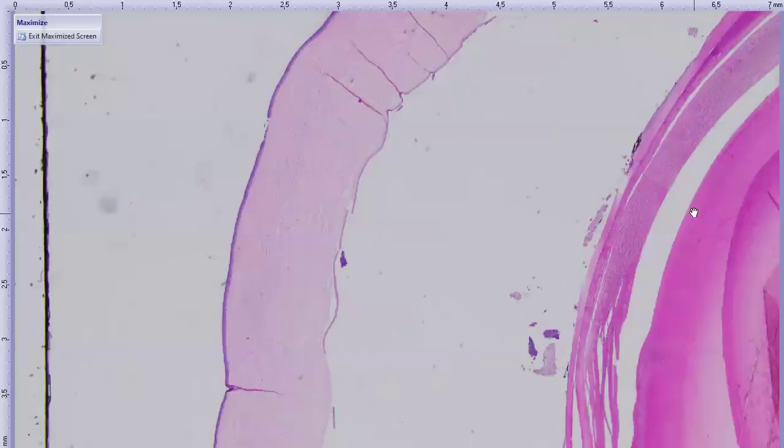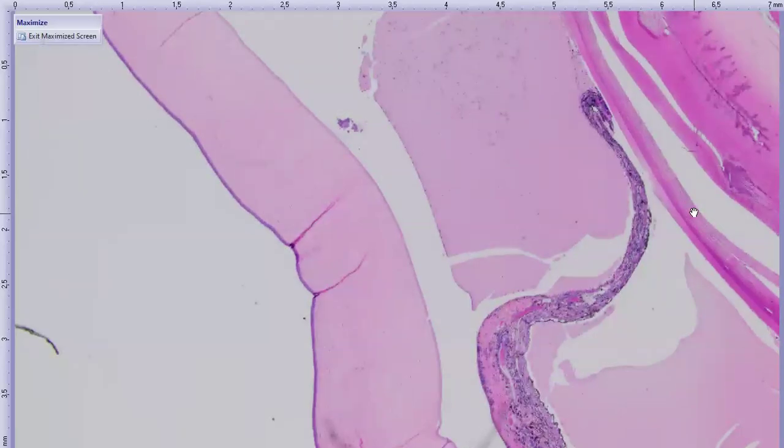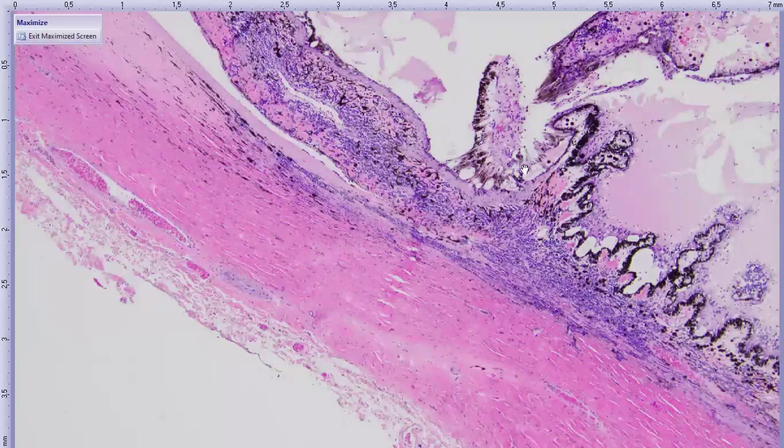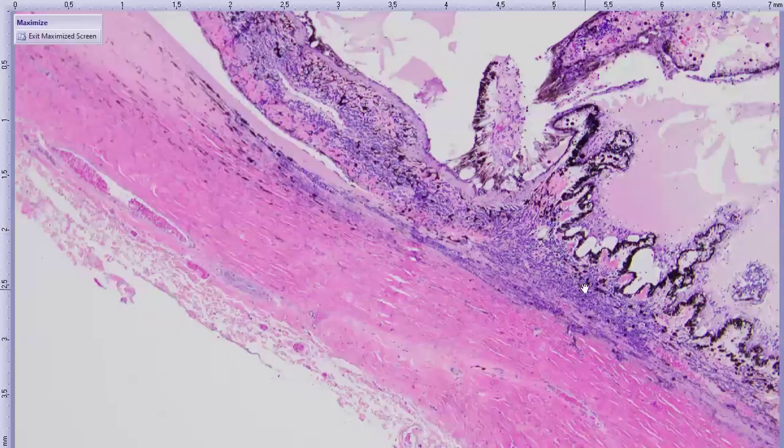So we'll start over here. Here is the iris, and this is the ciliary body. Here's the peripheral cornea. We have some increased cellularity in the uveal stroma here.